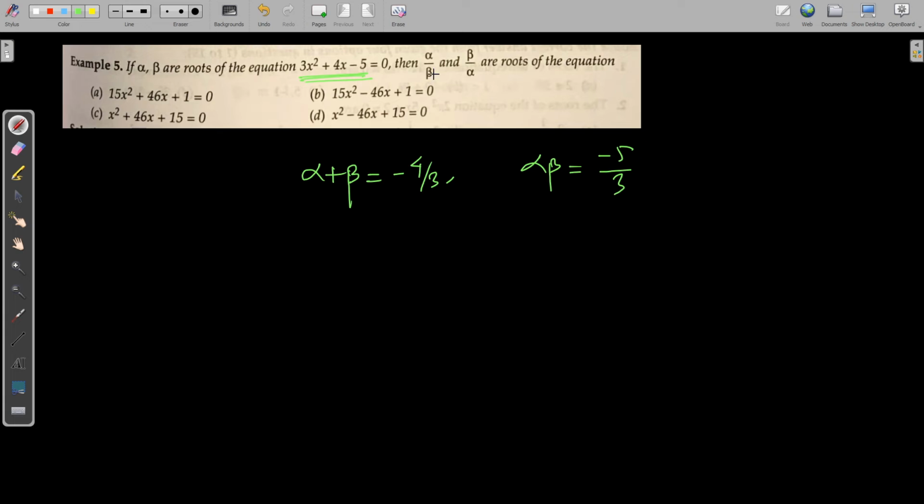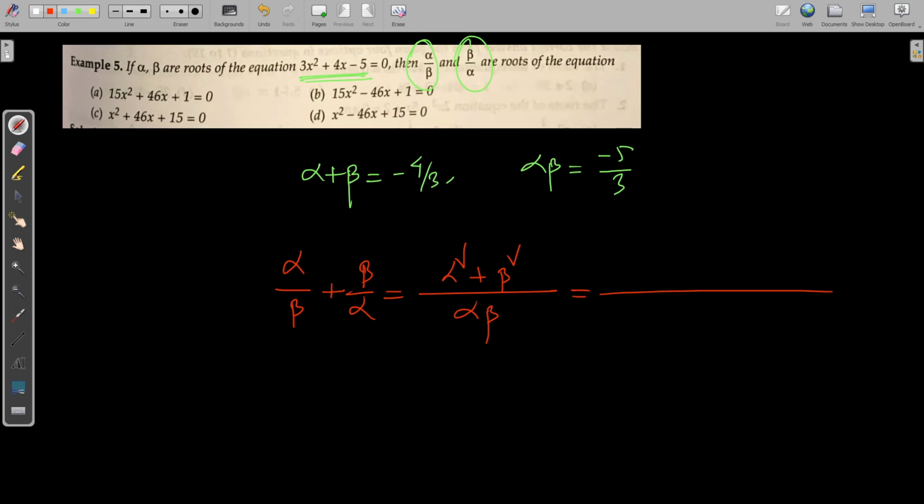Okay, so we got this part, and they are saying alpha by beta and beta by alpha are the roots of another equation. So for that equation, we can find the sum of the roots. So alpha by beta plus beta by alpha. Since we don't know the equation, we'll simplify this. If we take LCM, we'll get alpha into beta in the denominator and alpha square plus beta square in the numerator. We already learned what we can write in place of alpha square plus beta square: alpha plus beta whole square minus 2 alpha beta. Here again 2 alpha beta.